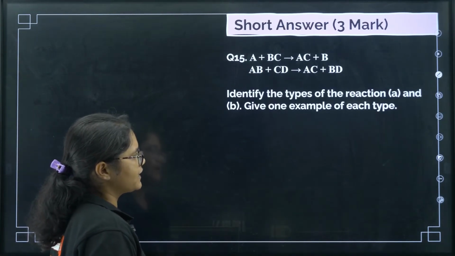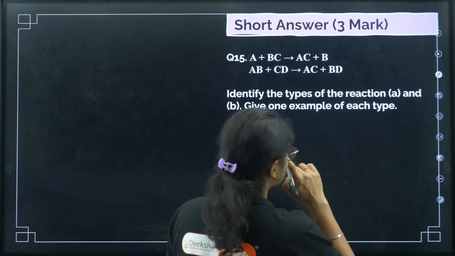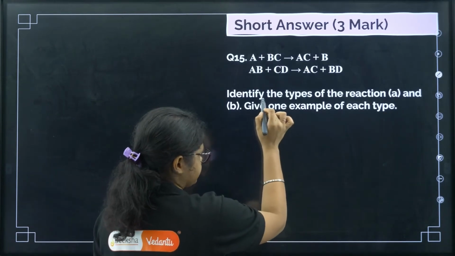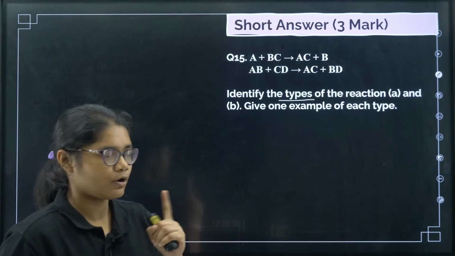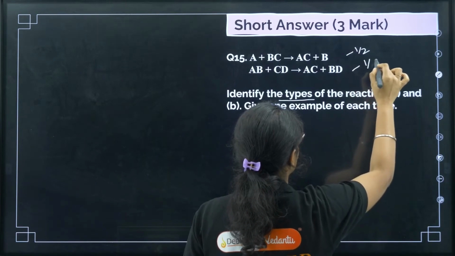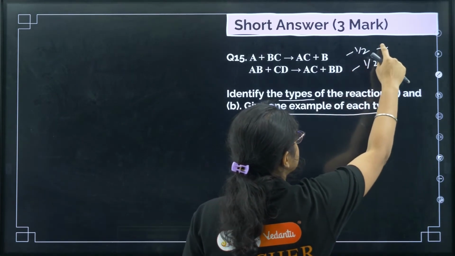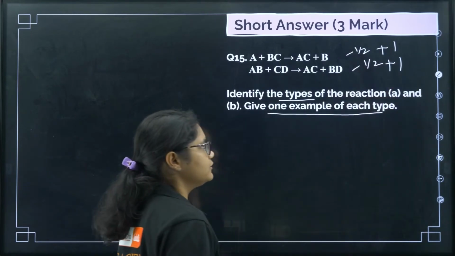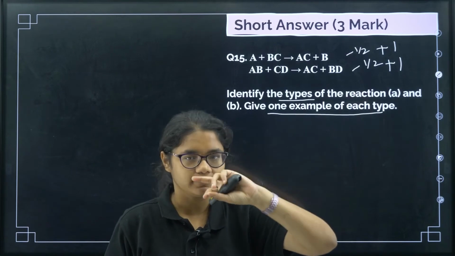Identify the type of reactions and give one example of each. Now you see this is a 3-marker question. Identifying the type of reactions in A and B will be 1 mark. If you identify this one correctly, that is half mark, and here it is half mark, right? And giving one example of each, this is +1, this is +1. You give one example, you get 1 mark, give one example, you get 1 mark. That is how you will get 3 marks.